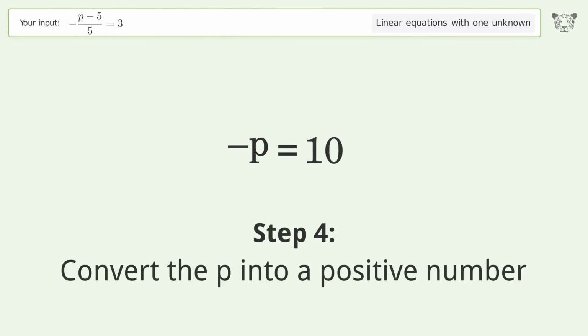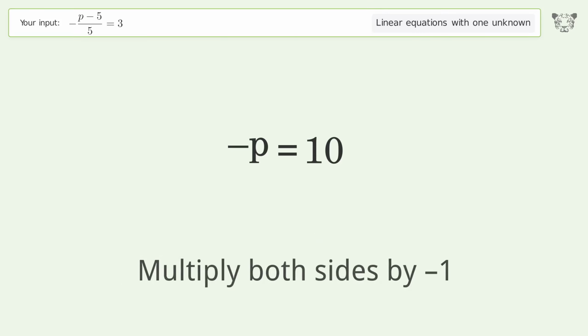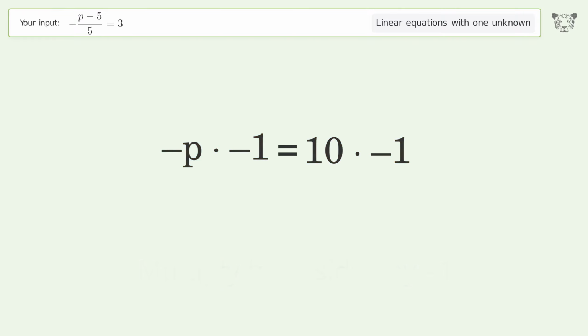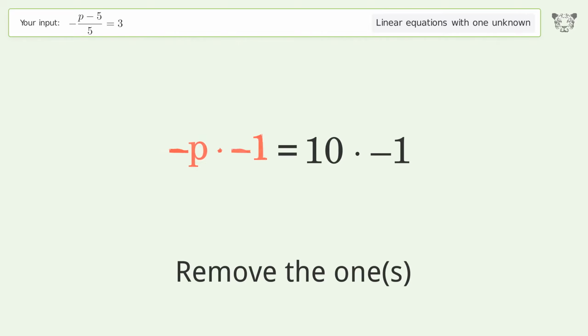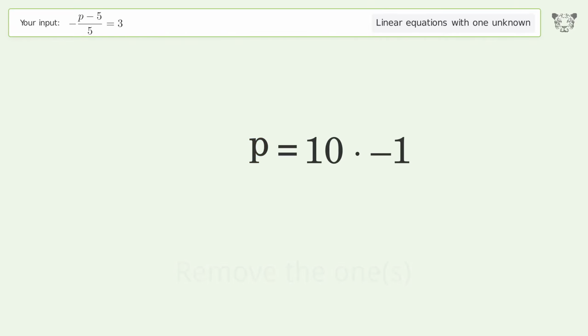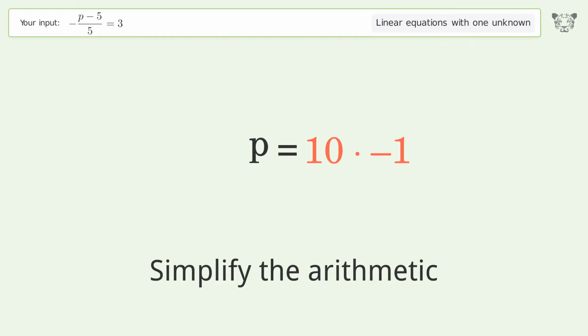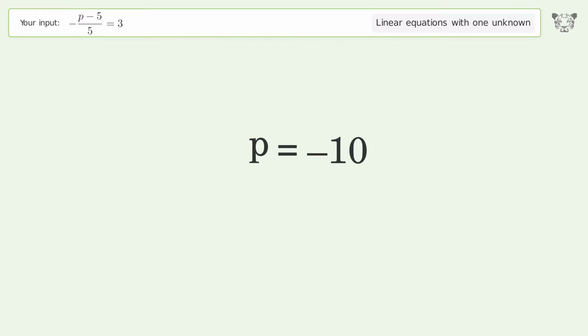Convert the p into a positive number. Multiply both sides by -1. Remove the ones. Simplify the arithmetic. And so the final result is p equals -10.